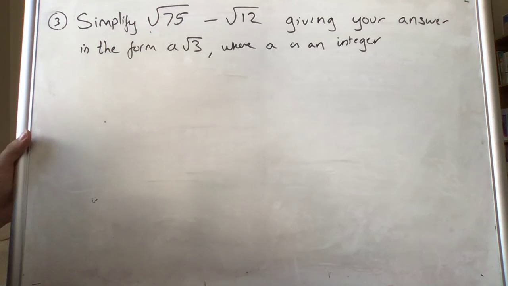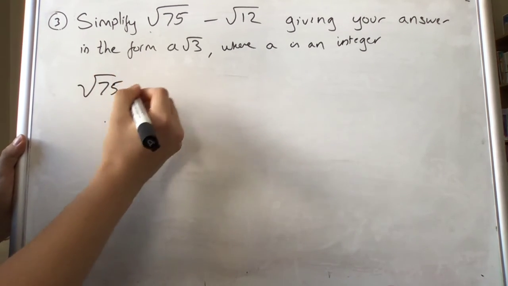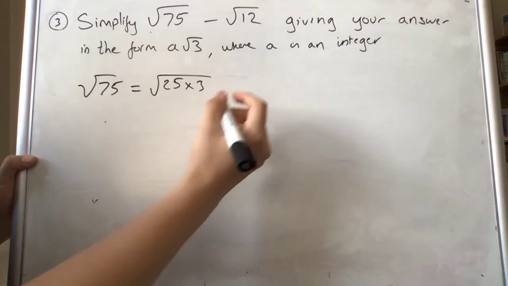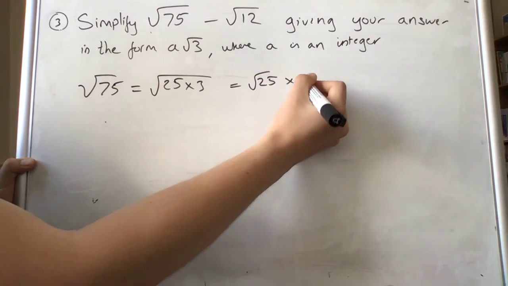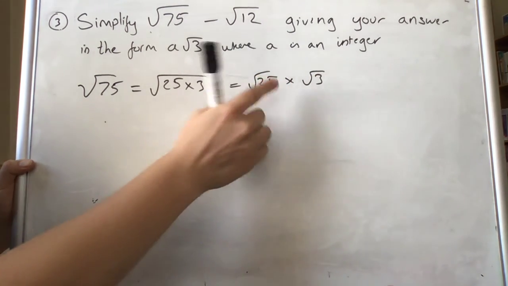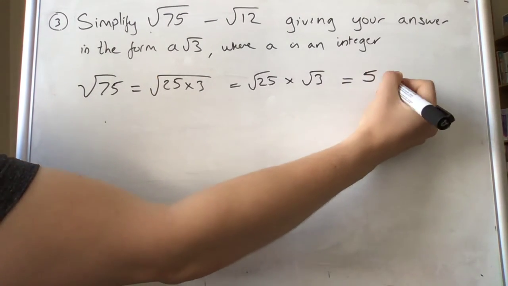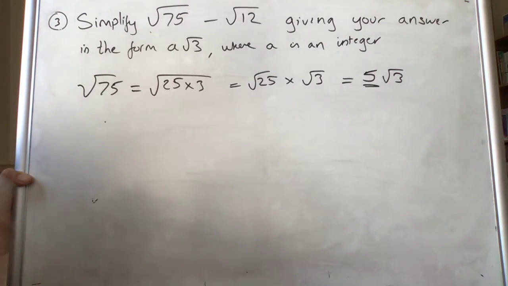So first of all, let's look at 75. 75 divided by 3 is equal to 25. Okay, that's great. So let's rewrite that now as the square root of 75 equals the square root of 25 multiplied by 3, which is equal to the square root of 25 multiplied by the square root of 3. And the square root of 25 is 5, so that gives us an expression of 5 square root of 3. And we have an integer here, which is great. That is in the form a square root 3.